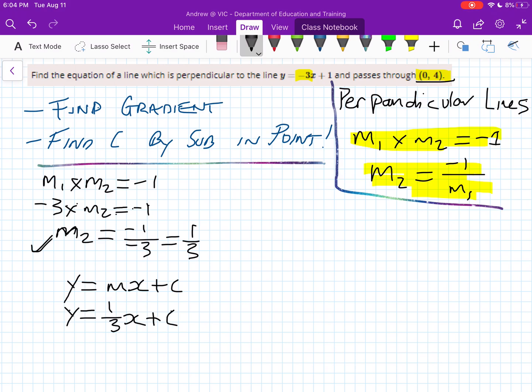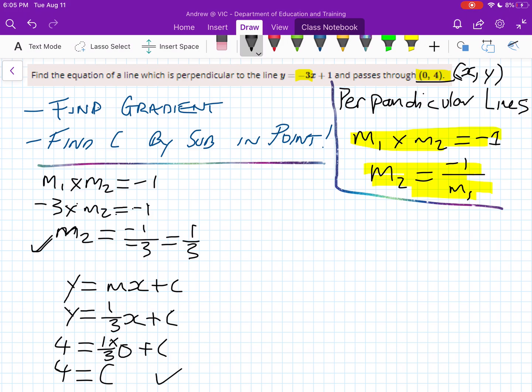Now we're given an x and y value. Remember, this is in the form of x and y, as you can see up the top. So we substitute in these points: y is equal to 4, and x is equal to 0, which makes this one a little bit easier. We don't need to rearrange anything because we're just left with 4. Sorry, that should be 0 times a third. So 4 is equal to C. Now we've got our C value, and we just need to write our equation.